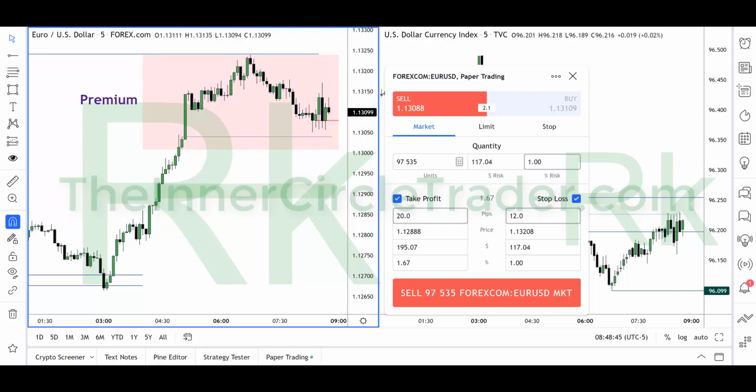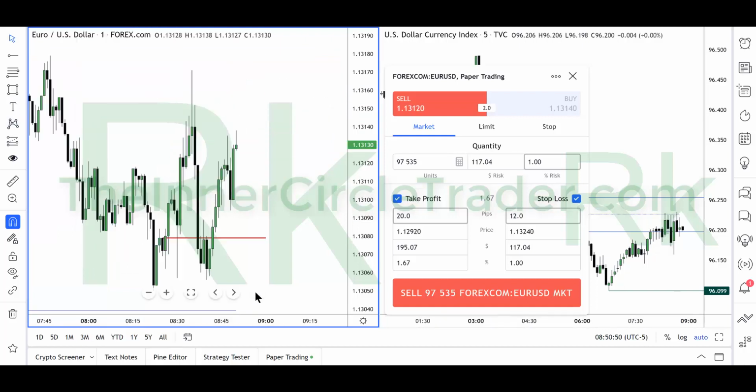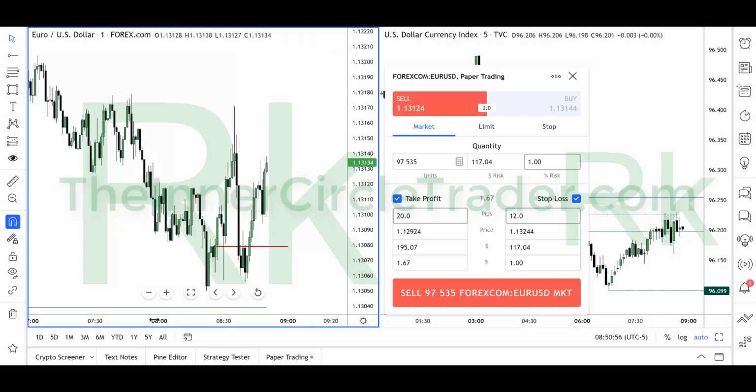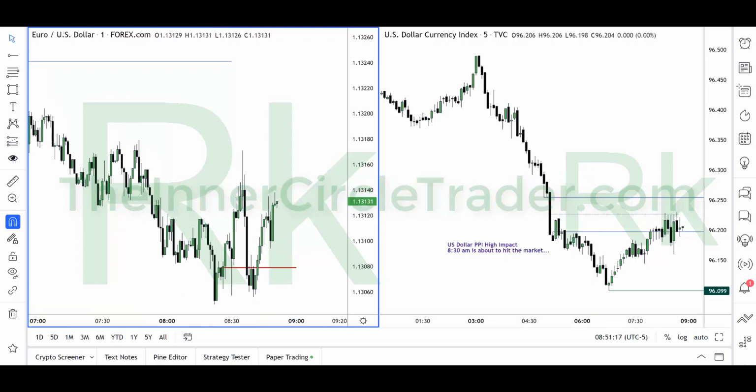Now, again, what you don't see, I'm watching a 1 minute chart too on Euro Dollar. So at certain points during this, I'll ring in that commentary. And here's a 1 minute chart. Okay, and that's essentially what I'm referring to for the bearish optimal trade entry.